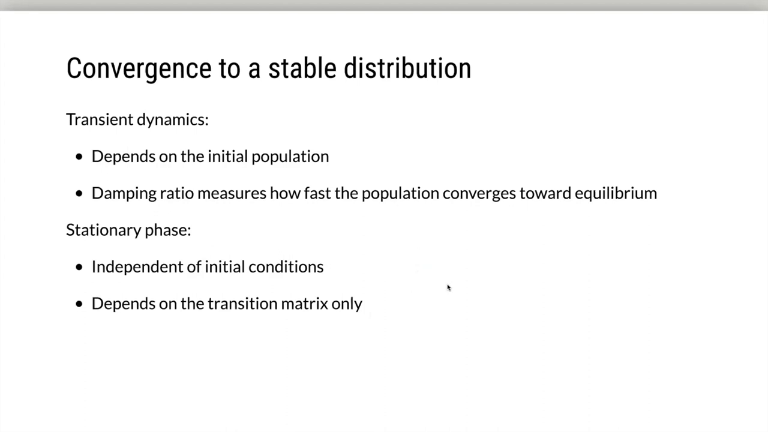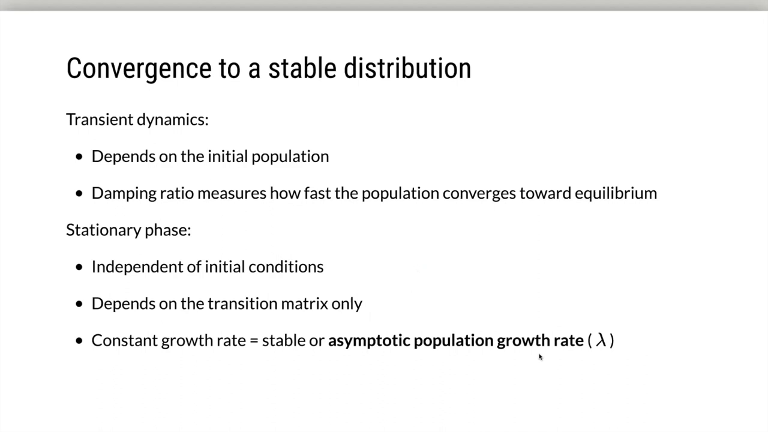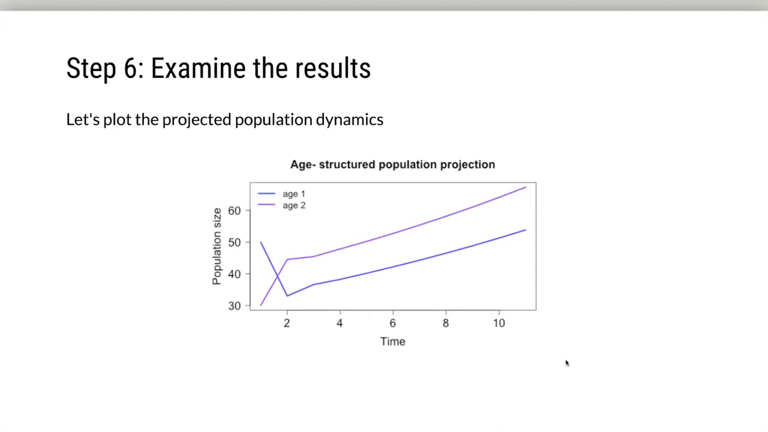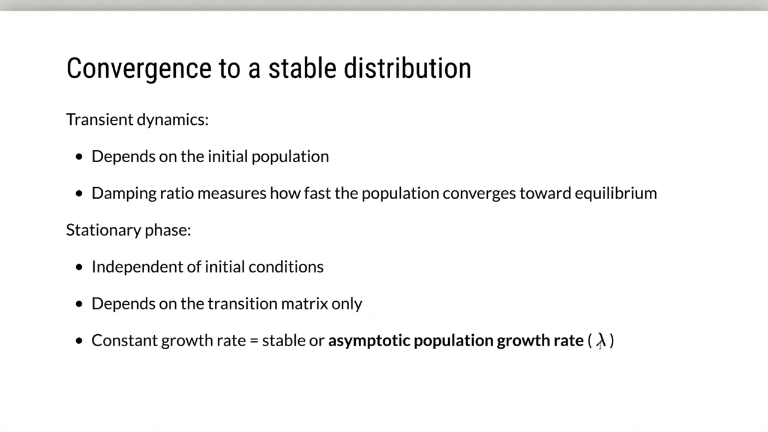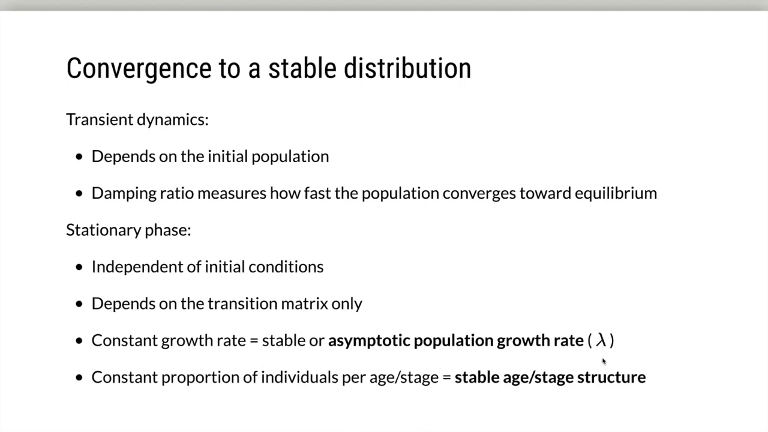Because in the stationary phase, you see that each age class is growing at a constant rate. And this is the asymptotic population growth rate, lambda, because this is a deterministic model. So if we know the Leslie matrix, we can directly calculate this quantity without having to run the projection. So we're going to know, on average, is the population growing or declining? So it's very, very interesting.